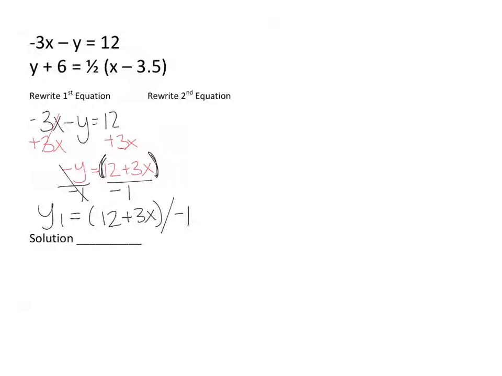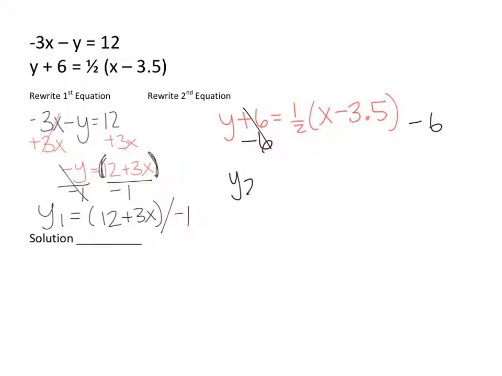Okay, second equation. So we'll have y plus 6 equals 1/2 times x minus 3.5. This would be a perfect example of why you don't really want to distribute, because 1/2 times 3.5 would be messy. So make the calculator think for you. Just subtract your 6 from the end over here. And so y2 can contain 1/2 times x minus 3.5 minus 6.